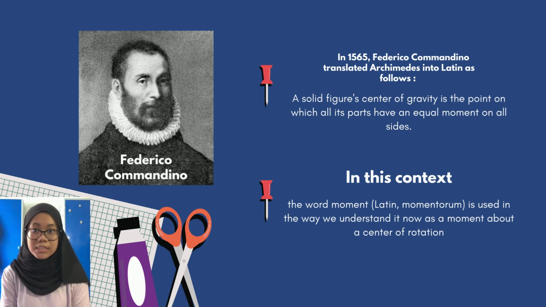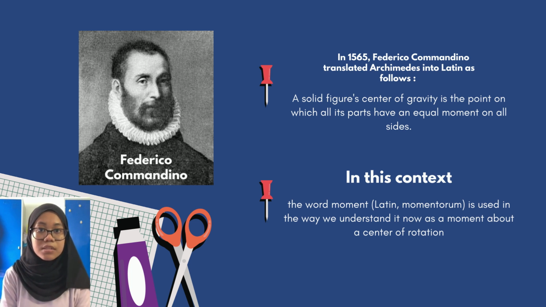In 1565, Federico Commandino translated Archimedes into Latin as follows: a solid figure's center of gravity is the point on which all its parts have an equal moment on all sides. In this context, the Latin word momentum is used in the way we understand it now, as a moment about a center of rotation.